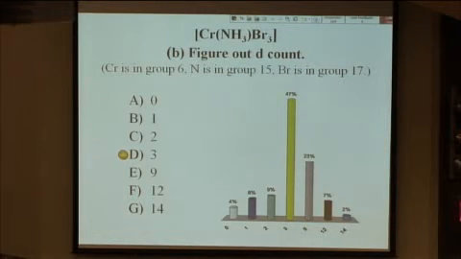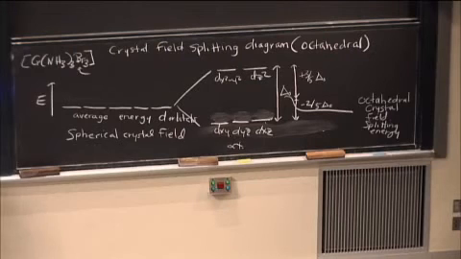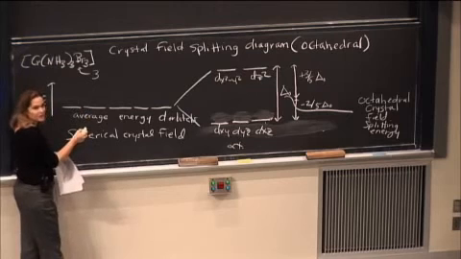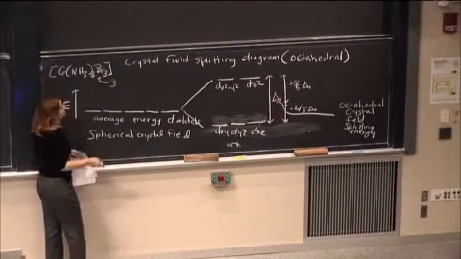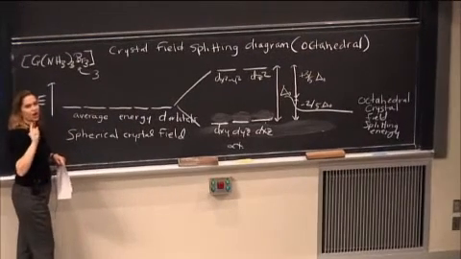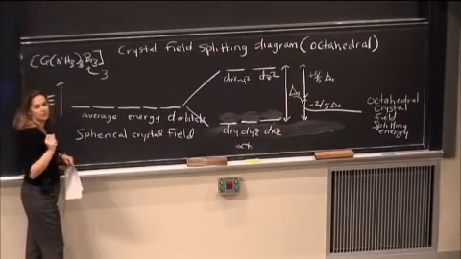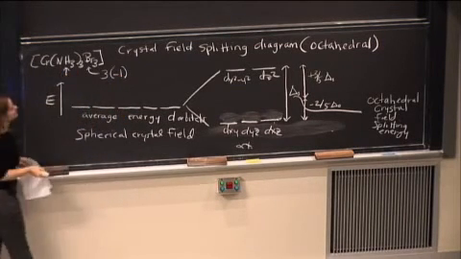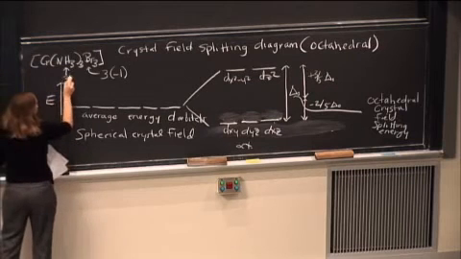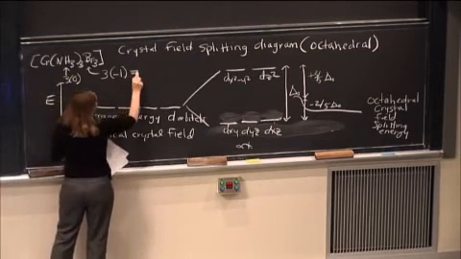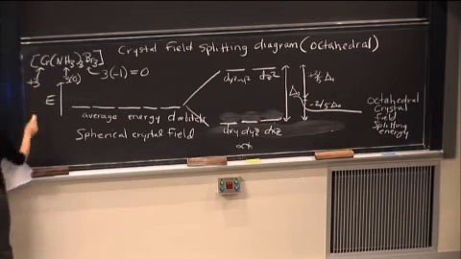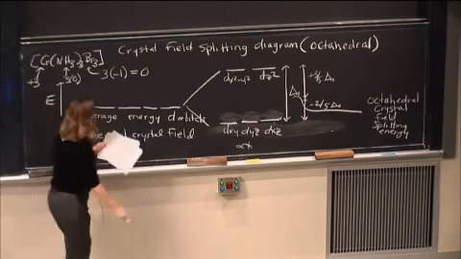What's the oxidation number of bromine? What's 1 Br minus? What's its oxidation number? -1. There are 3 of them. What about ammonia? 0, so 3 times 0. And the overall charge of this is 0, so there's nothing up there. So what does that mean about chromium? +3. All right, so now we have to figure out the D count.